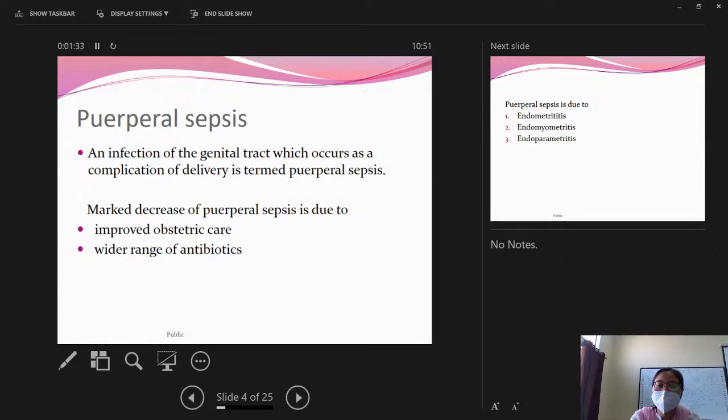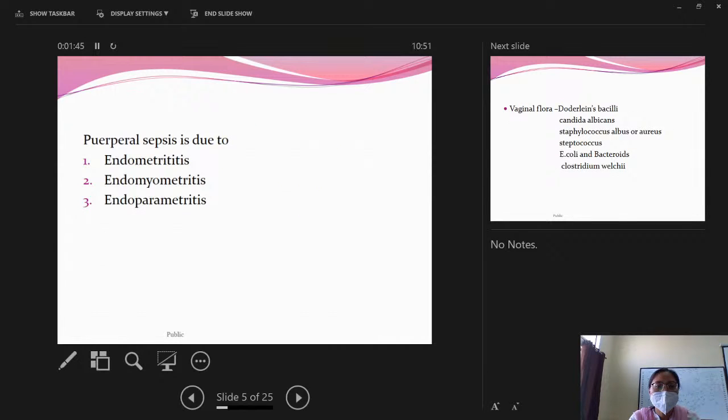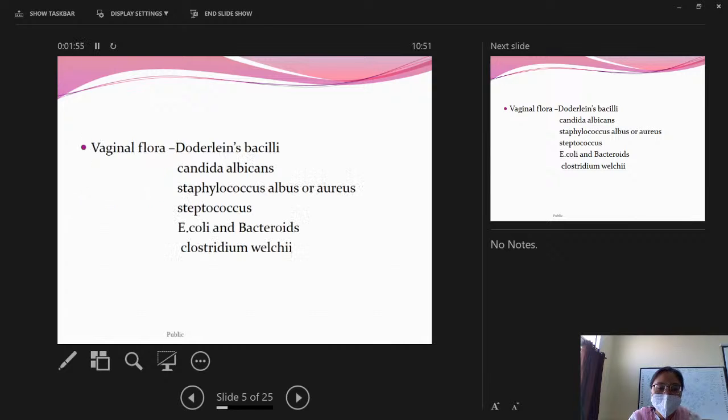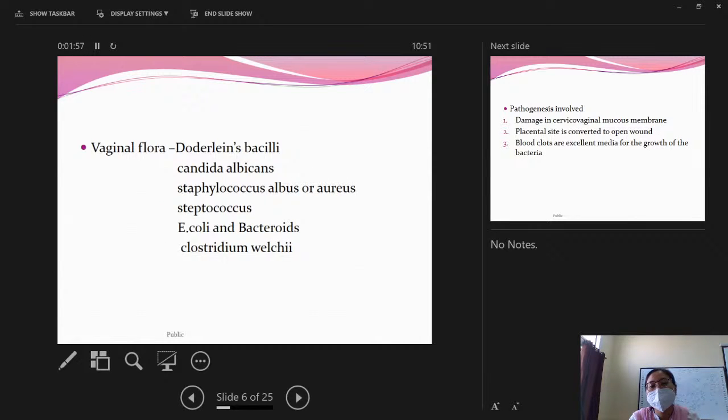Nowadays there is a decrease in puerperal sepsis. The reason being there is an improvement in obstetric care all over, as well as a wide variety of antibiotics which we are using nowadays. That's the reason why it is decreasing. So what are the causes? It is due to infection and inflammation of the endometrium, the endomyometrium, and the parametrium. This is usually the vaginal flora: the Doderlein bacilli, Candida, Strep, Staph, and E. coli, and sometimes Clostridium welchii is also there.